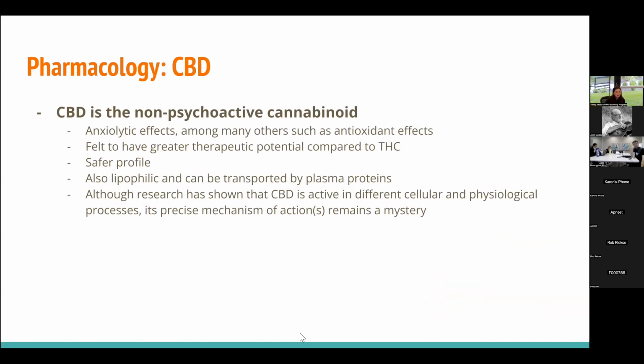Like I said, CBD is a non-psychoactive cannabinoid. It's felt to have anxiolytic effects, among many others such as antioxidant effects. It's felt to have a safer profile and greater therapeutic potential compared to THC. Like THC, it's also lipophilic and can be transported by plasma proteins. And although there's been a lot of research into CBD recently, and we know it's active in many different cellular and physiologic processes, its mechanisms of action kind of remain a mystery at this point.